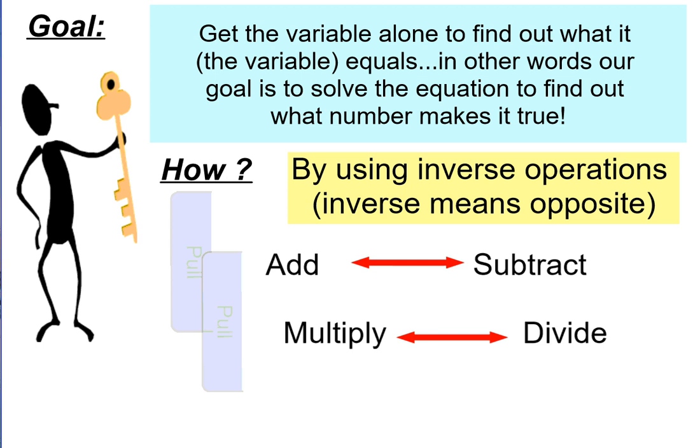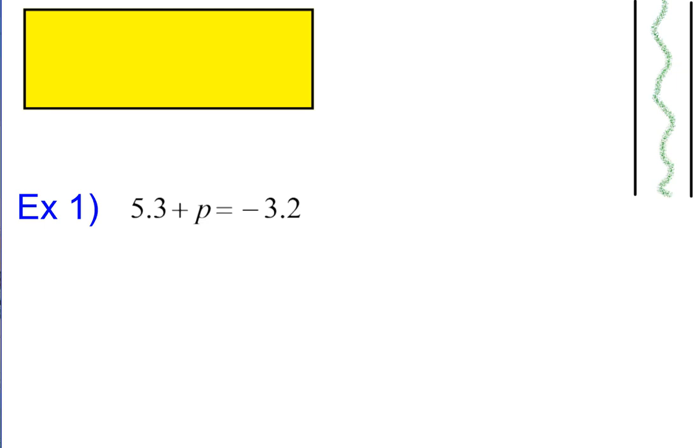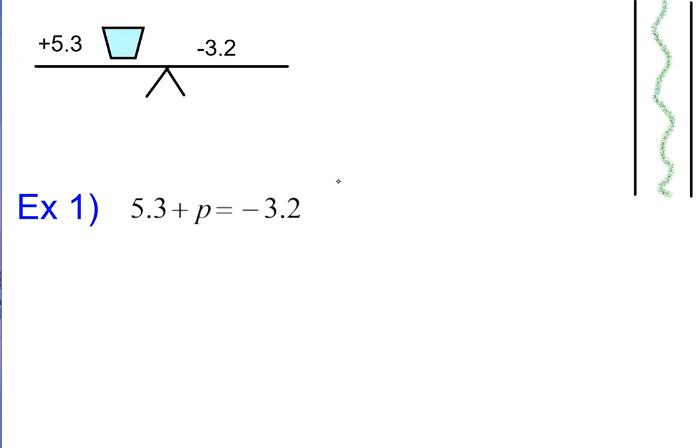So let's take a look at this equation. I have an example here: 5 3/10 plus p equals negative 3 2/10. Before we even tackle this problem, let's take a look at what this would look like if I put it on a balance. So here is my balance, and right here in the middle is my equal sign.